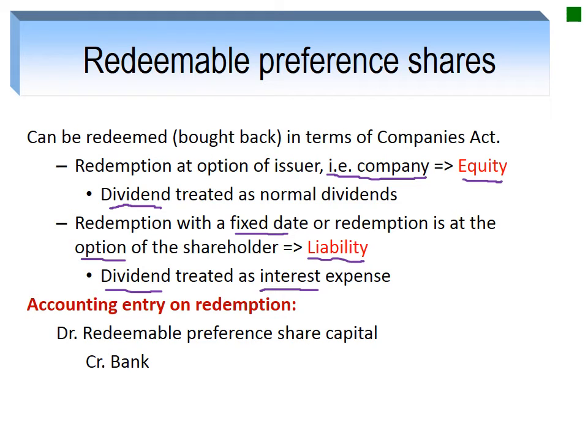So when we redeem preference shares, we are going to be buying them back. We are going to credit bank because we're now giving money back to the people who lent us. So when we credit bank, we're reducing the money in our bank account, and we're now reducing redeemable preference share capital, which would have been part of liabilities. Remember, when we originally created the share capital, we would have received money and credited redeemable preference share capital. Now we're paying back the redeemable preference share capital, so we debit redeemable preference share capital.